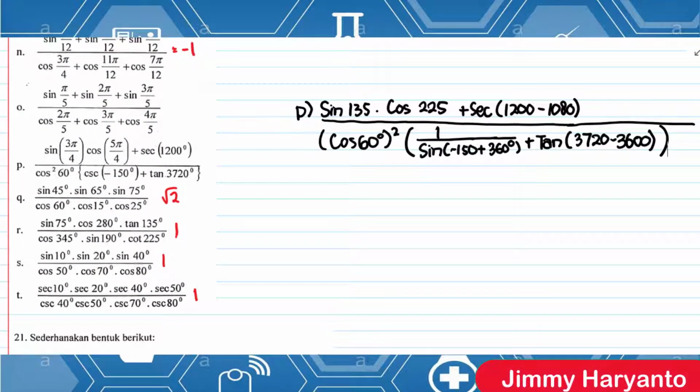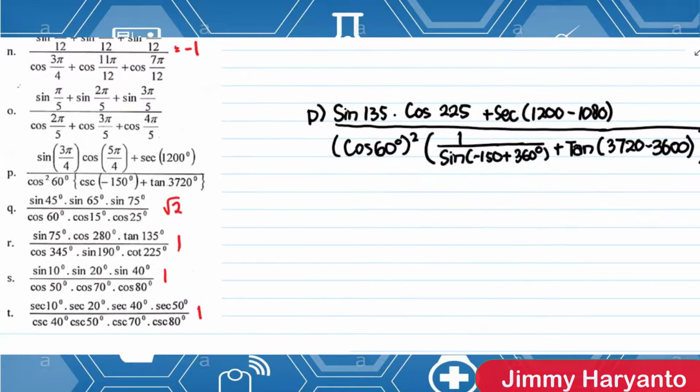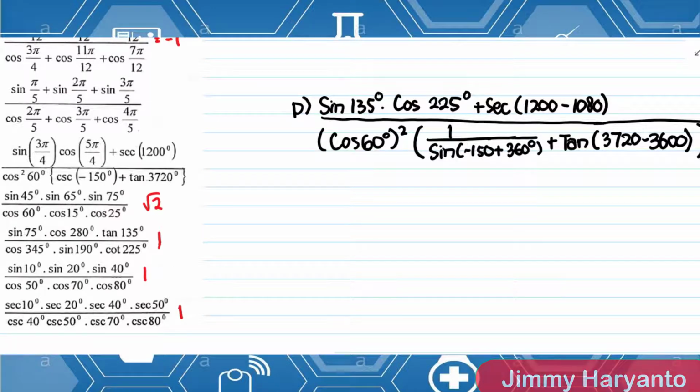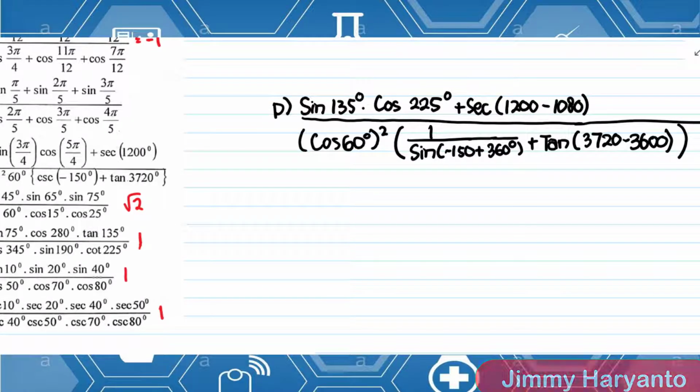I already changed the pi, all of them. So 3 over 4 pi, it will be 135 degrees. 5 pi over 4, it will be 225 degrees. And then for the 1200, I already minus it with 1080, the multiple of 360, and then cos square 60, that means cos 60 square, and then the cosecant will be 1 over sine negative 150 degrees, negative 150. I already plus it with 360 to make it positive, and then tan 3220 minus 3600.